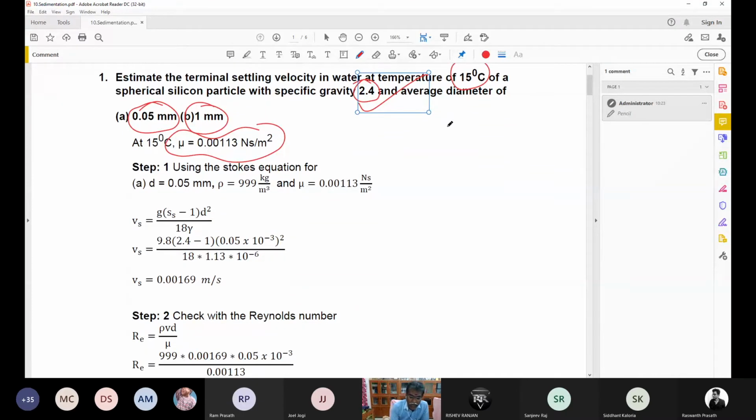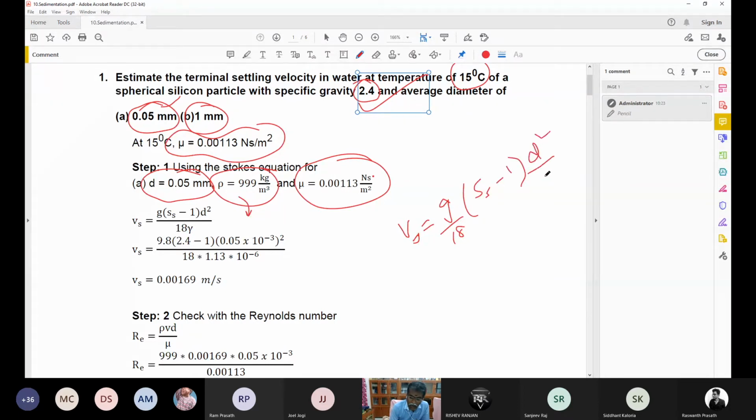Now, because 2 different sizes of particle are mentioned, I solved 2 different sizes. First, the diameter of the particle is 0.05. Let me take diameter as 0.05. For 15 degrees Celsius, refer to the tabular column of water properties and note down rho and dynamic viscosity. We know the formula for settling velocity: Vs is equal to g by 18 into (Ss minus 1) into d square by nu. If nu is not given, you can refer to a tabular column; otherwise, if mu and rho are given, mu by rho is equal to kinematic viscosity. Please make a note.